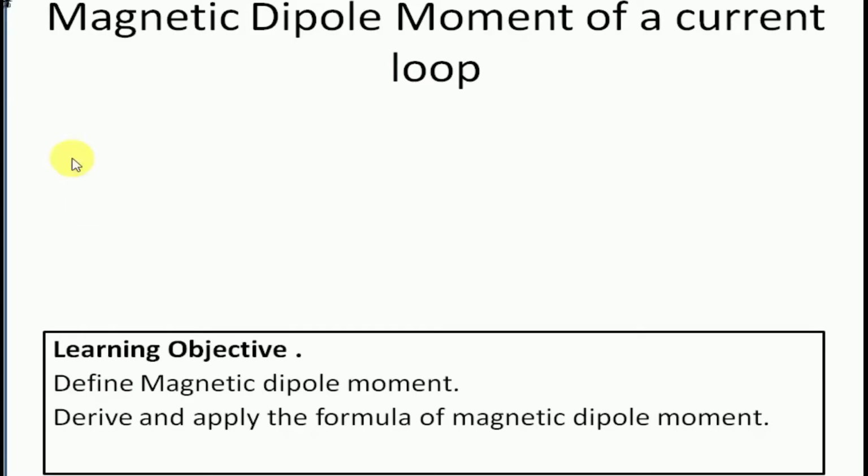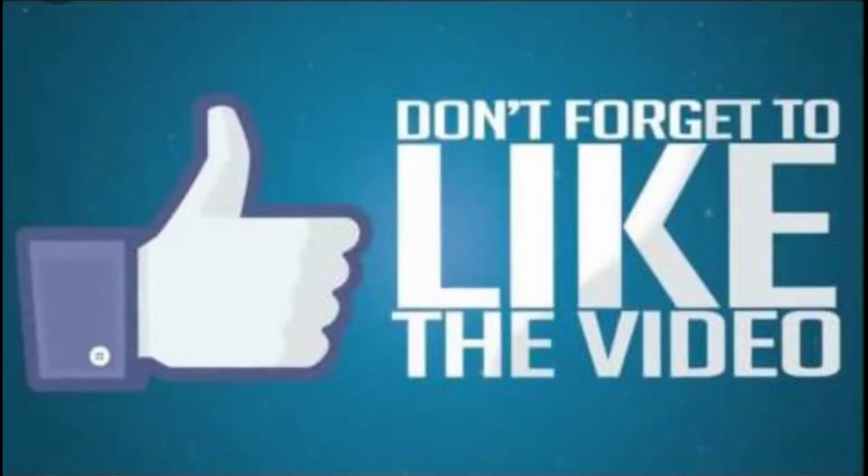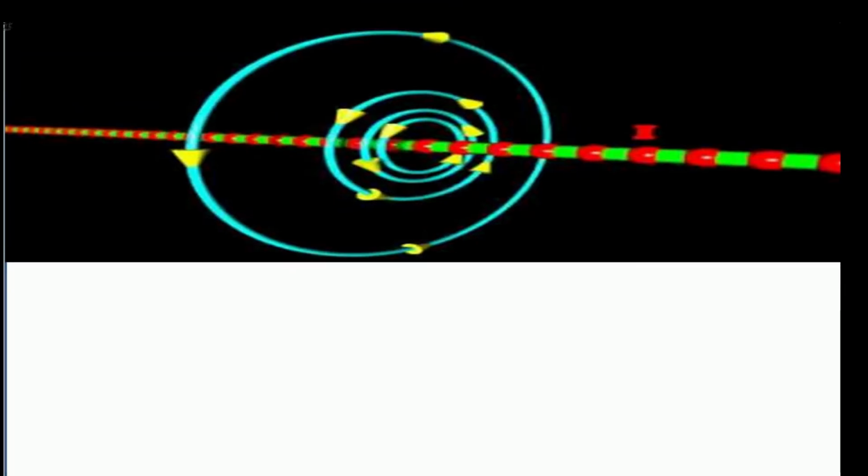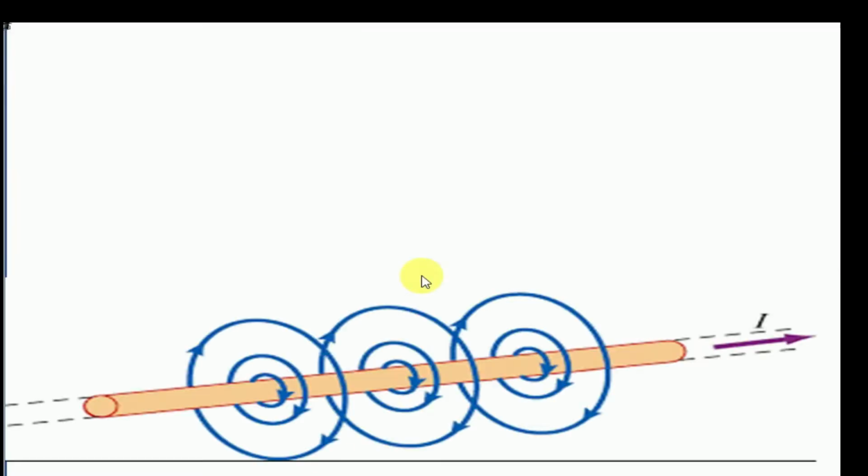Hello everyone, today in this video we are going to talk about the magnetic dipole moment of a current loop. After this video you should be able to define magnetic dipole moment and derive the formula for magnetic dipole moment.